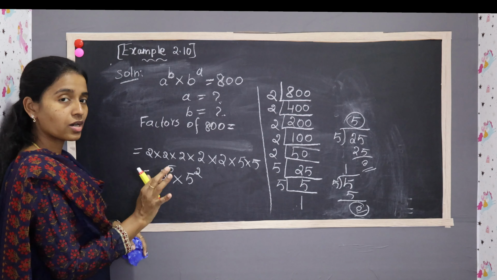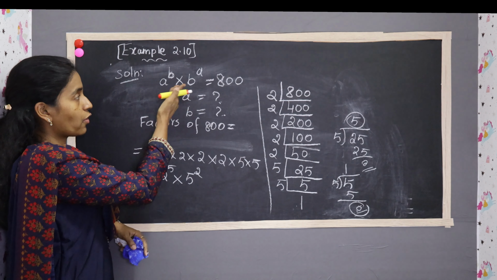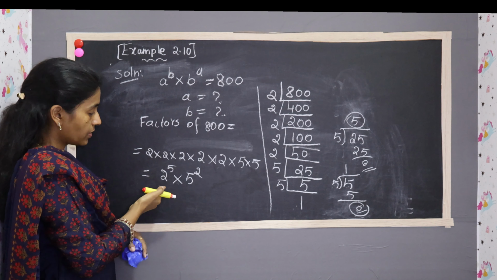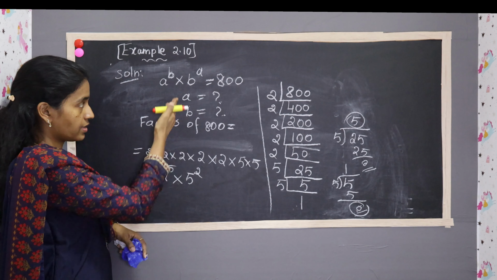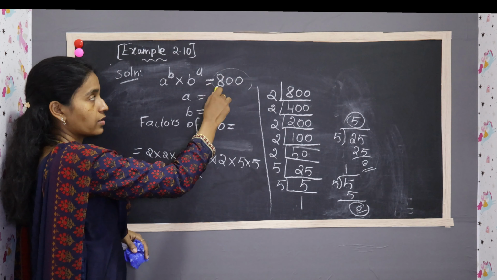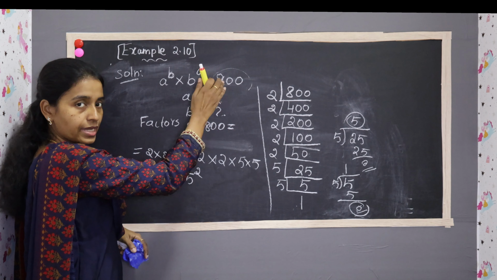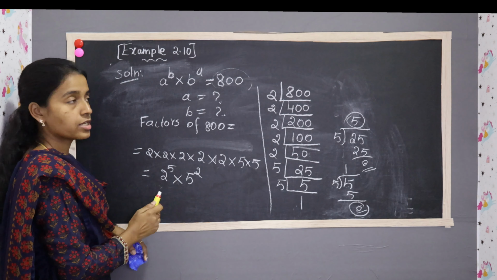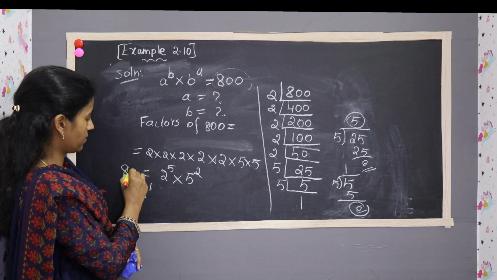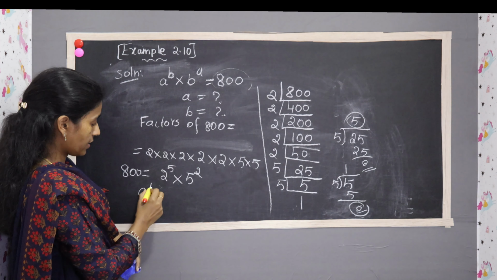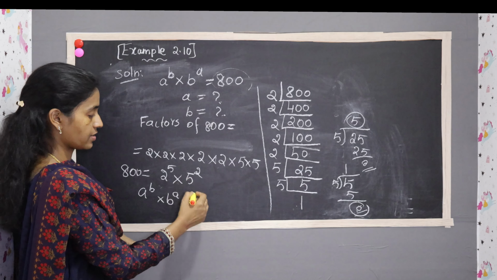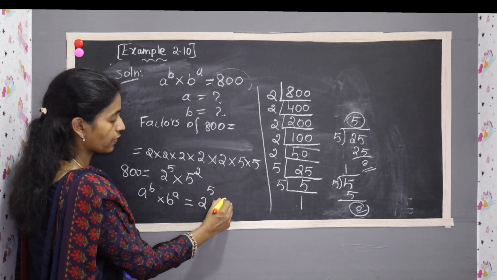So somehow we have gotten the same format that is given in the question, right? This format and this format are the same. After simplifying this 800 only, we have gotten this step, right? So I can write A, this is 800, right? So I can write A power B into B power A equals this, 2 power 5 into 5 power 2.